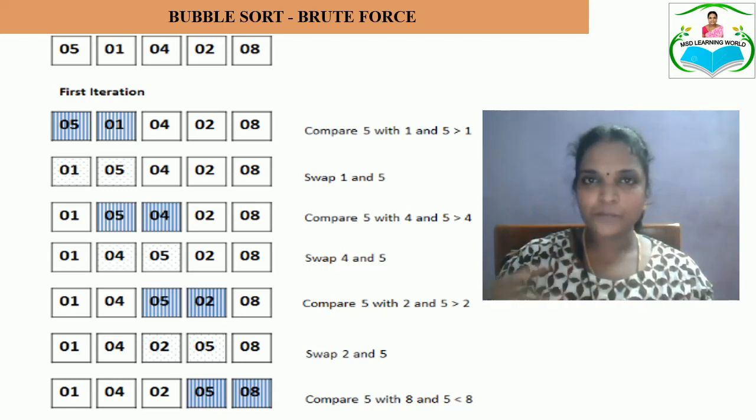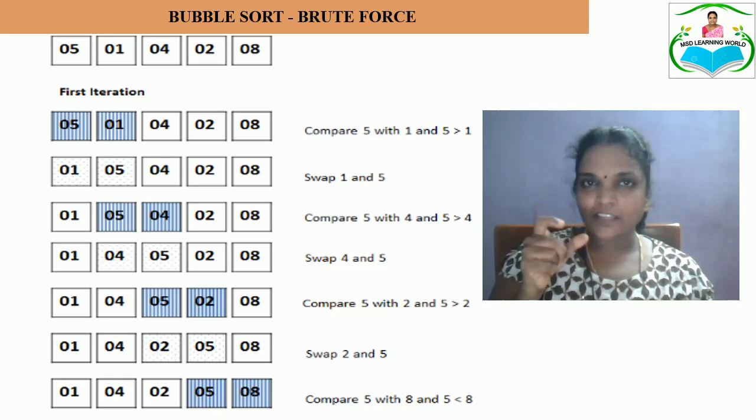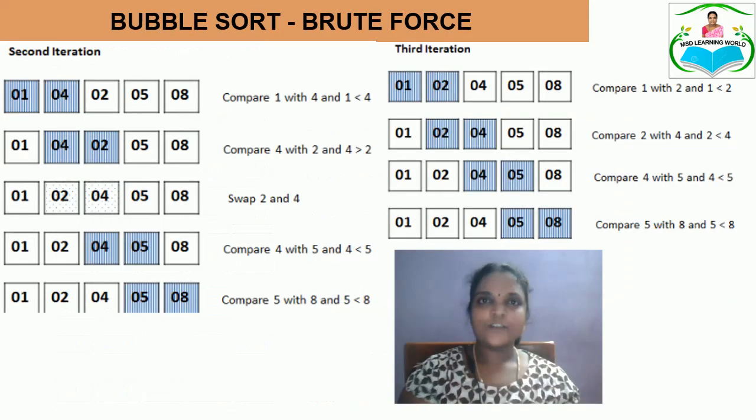So you have completed all the comparisons in the first iteration. This is how in the first iteration the comparisons are made for the pairwise elements. So now at the end of the first iteration your array elements are 1, 4, 2, 5, 8. Now the second iteration starts. The comparison starts from the first element again.